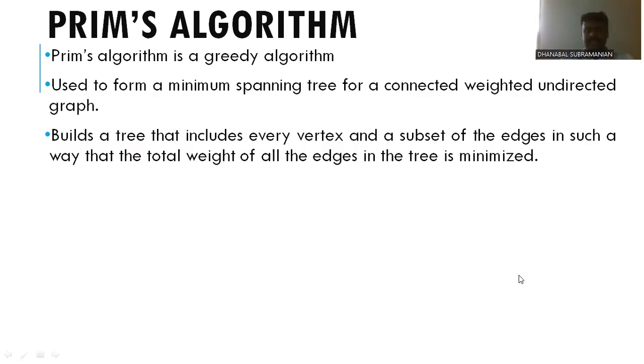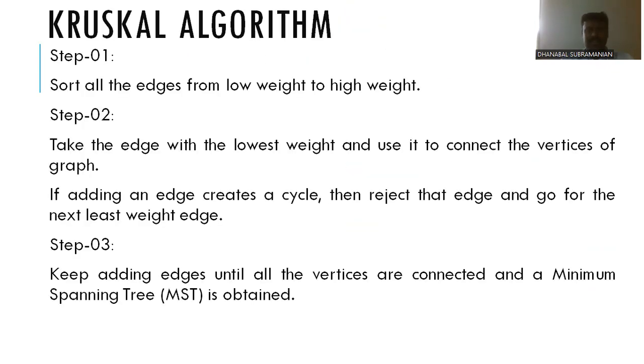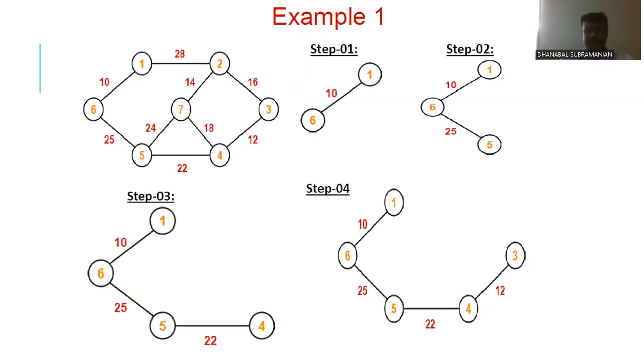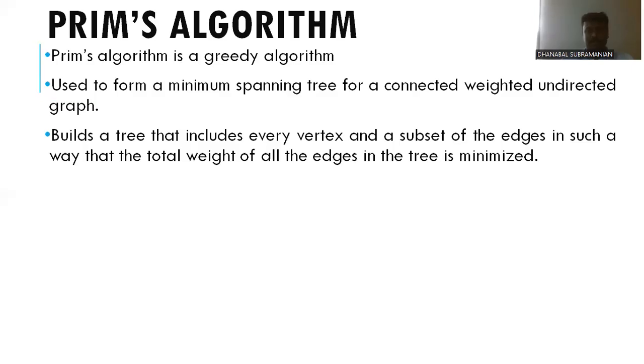Here we discuss a lot of algorithms to analyze the shortest path between a source and a destination. But I am going to explain two important algorithms under the minimum spanning tree: one is Prim's algorithm and the other is Kruskal's algorithm. These are the two important algorithms that belong to the minimum spanning tree.